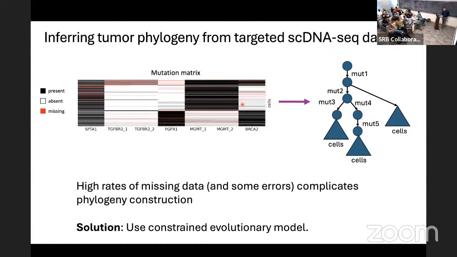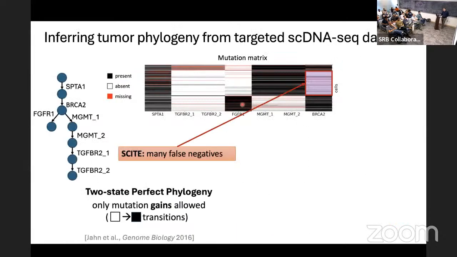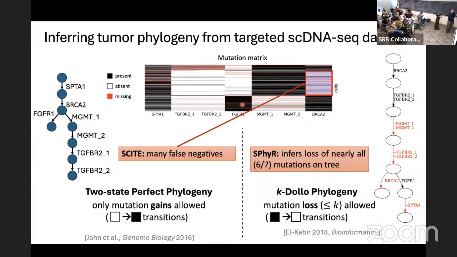So this algorithm found the optimal tree under the assumption that mutations could only be gained. And that was this tree I'm showing you. This algorithm allowed mutations to be lost, and it found the best tree when you allow mutations to be lost up to a certain number of times. The question actually, though, is there more than one tree that one could fit with this?